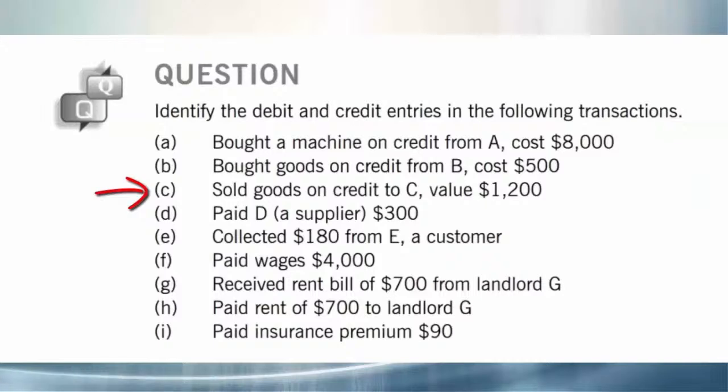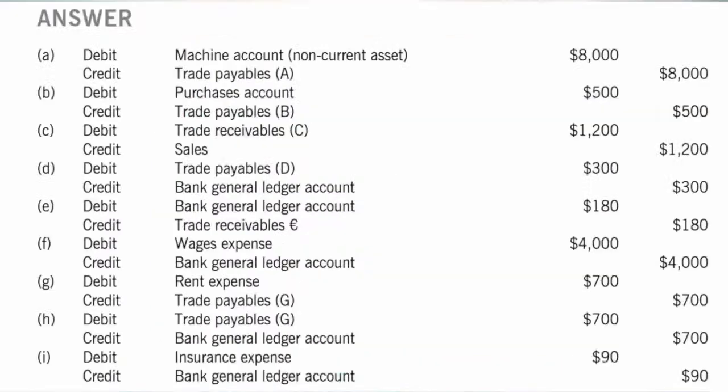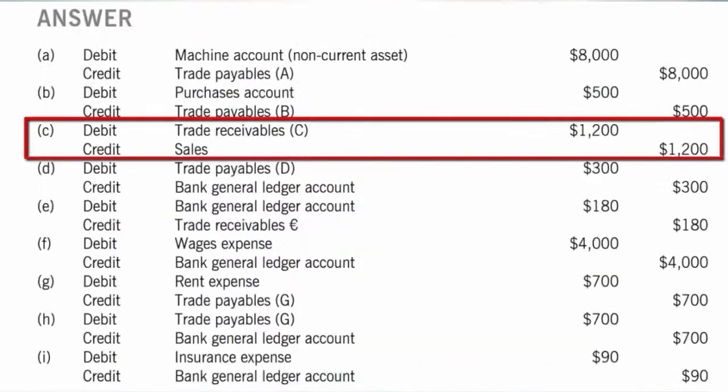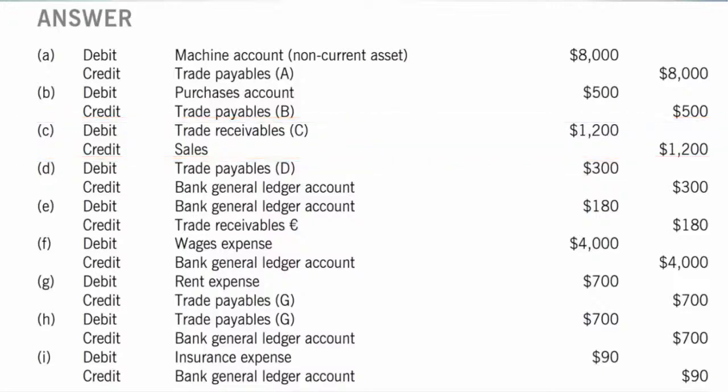Transaction C. Sold goods on credit to C, value $1,200. Explanation. The business sold goods, creating revenue. This increases the sales account, which is recorded with a credit entry. Since the customer, C, hasn't paid yet, they owe the business money. This is an asset, trade receivables account, which increases with a debit entry. Entry: debit trade receivables account C for $1,200. Credit sales account for $1,200.